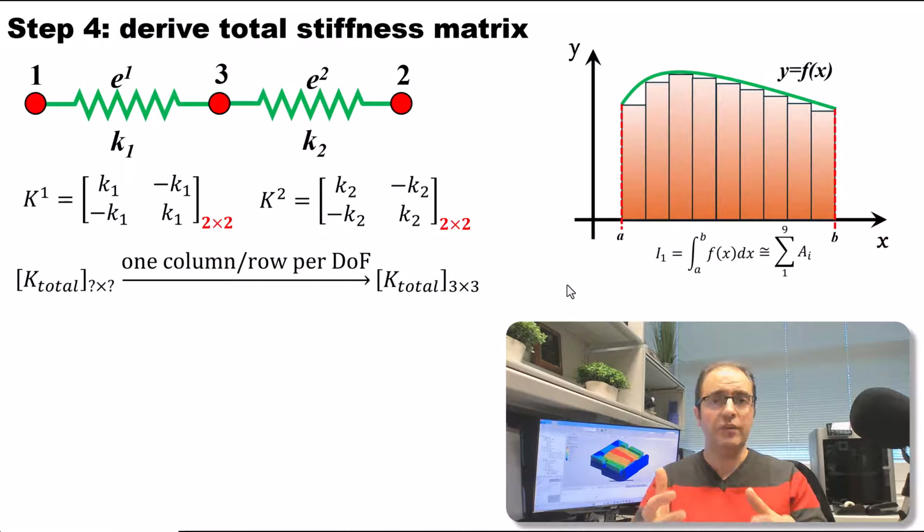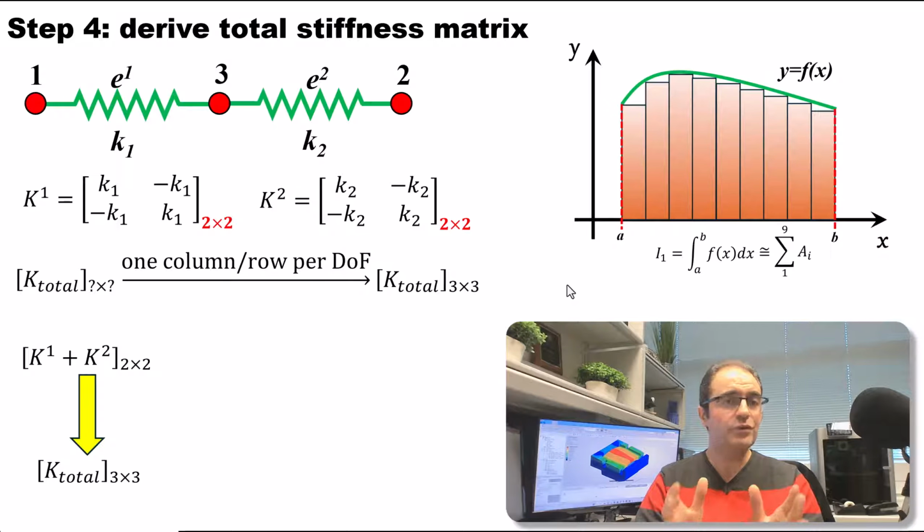As I told you, step 4 is equivalent to what we do in numerical integration. In numerical integration, we find the area of each piece and then we add them up. Can we do the same thing here? Now that we have the stiffness matrix for each element, can we just add them up and get the total stiffness matrix? I hope you are seeing the problem. As you can see here, this is not really possible.